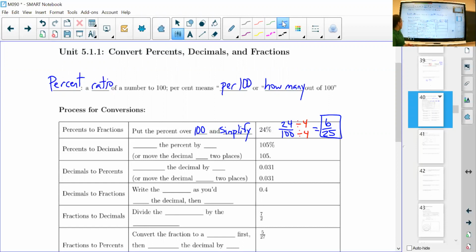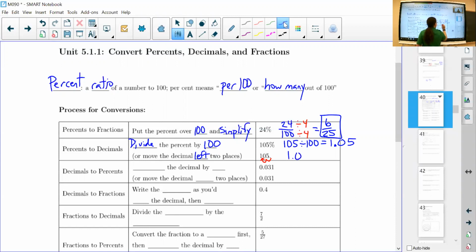For percents to decimals, we have a couple ways we can do that. We can either divide the percent by 100 or move the decimal left 2 places. So 105 divided by 100, we could do long division, or we could just use our calculator. We get 1.05.